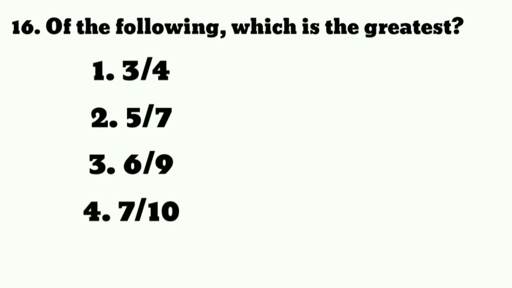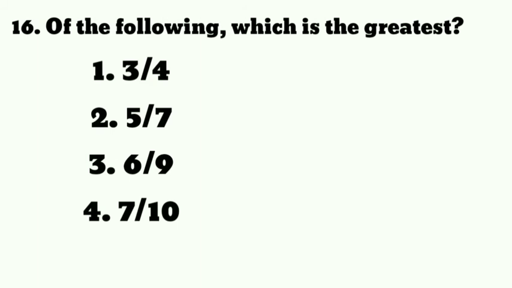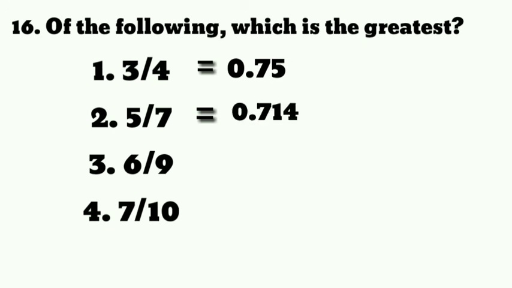Number 16, of the following, which is greatest? So, para malaman natin kung saan dito sa choices ang greatest, kailangan muna natin siyang i-convert into decimal. So, paano? Ganito lang. 3 divided by 4 is equal to 0.75. Number 2, 5 divided by 7 is equal to 0.714.